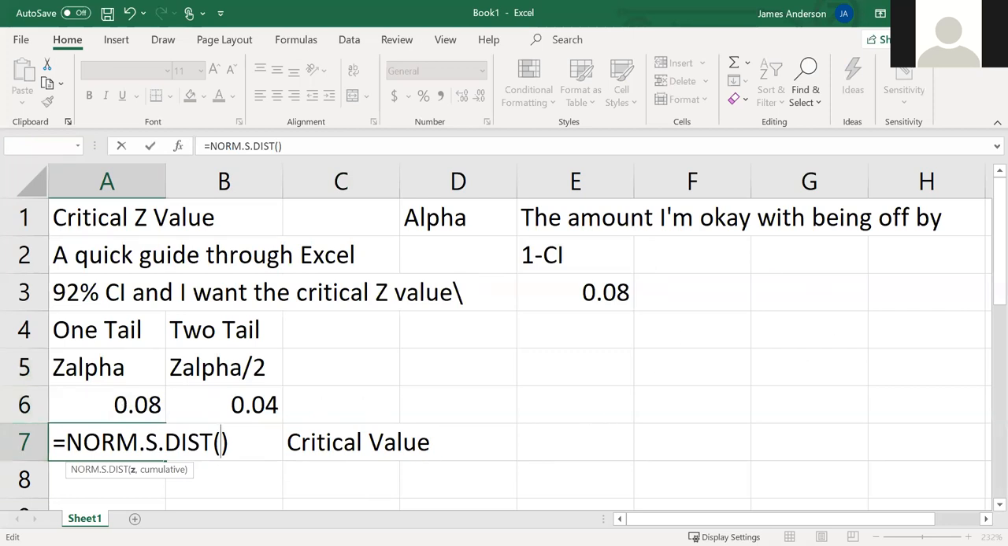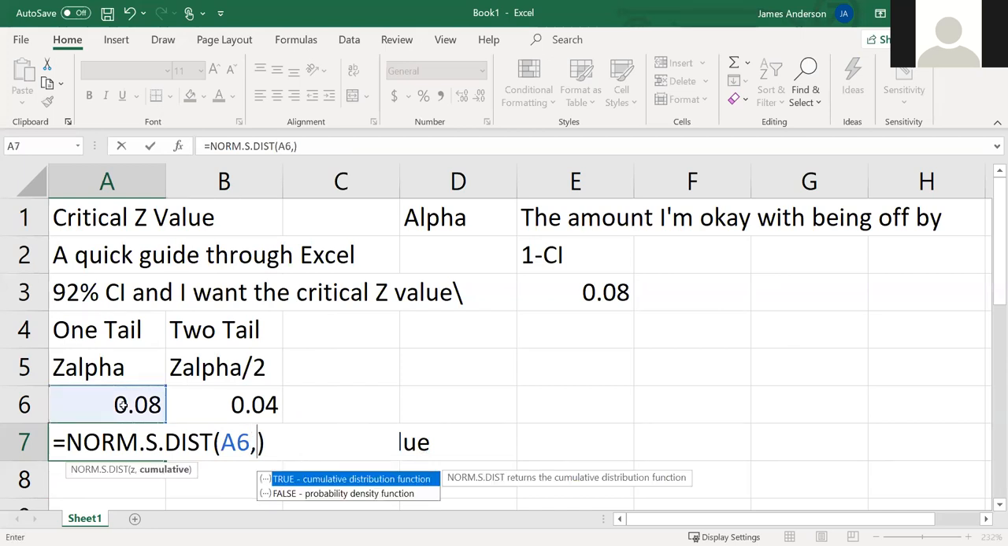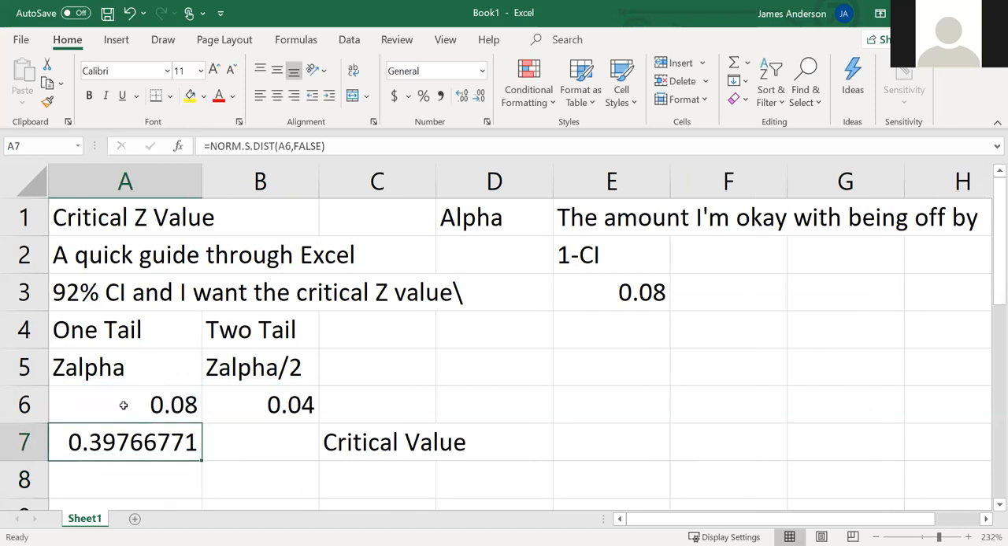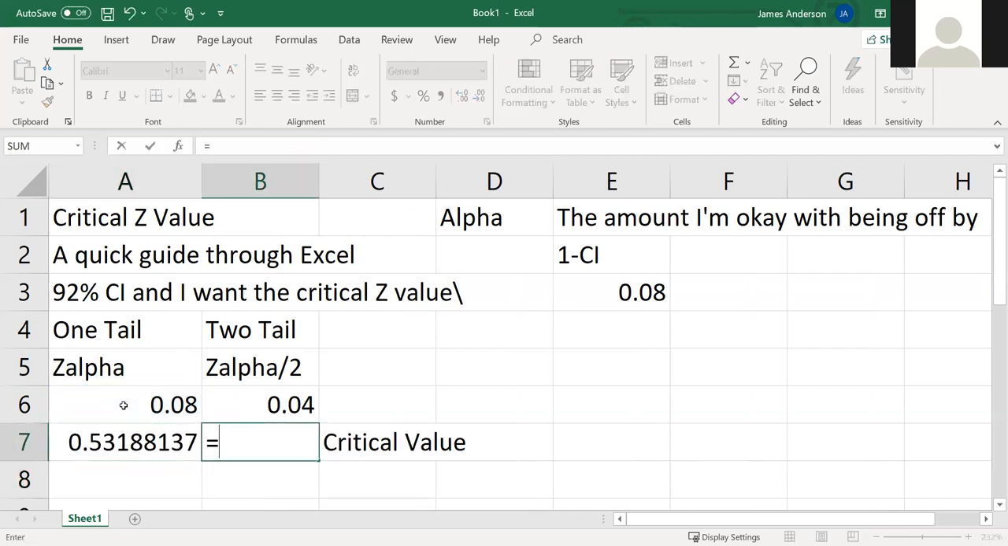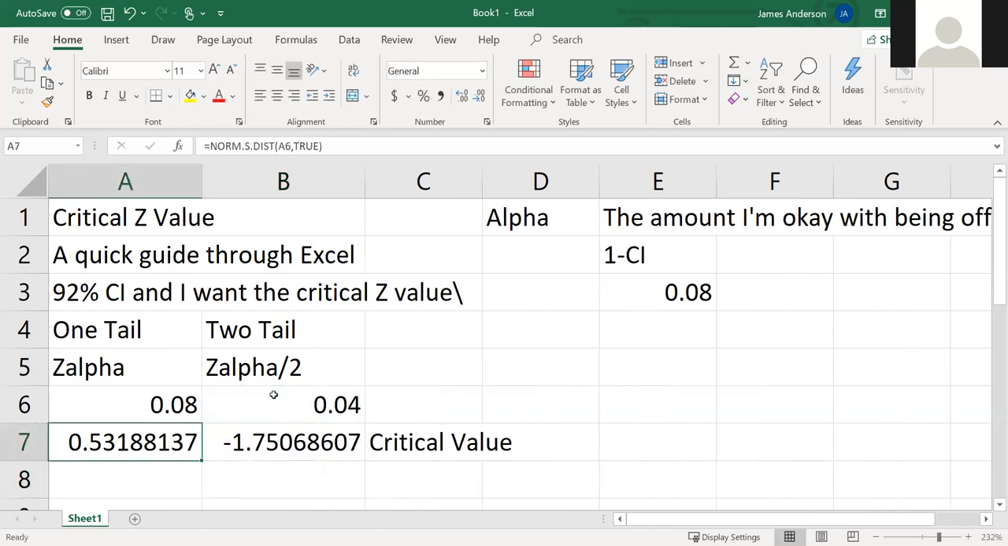Wait, that's a problem. Is it doing a dist or norm? Wait, I already had that. Let me stop doing that. That's not right. I've been checking something real quick, by the way. Oh, I did do the wrong one. It's norm.s.dist. Sorry.